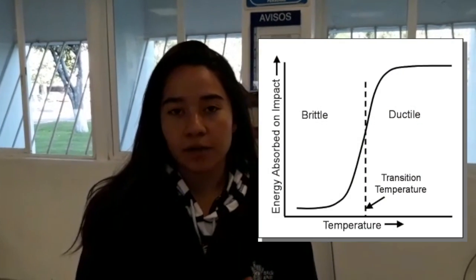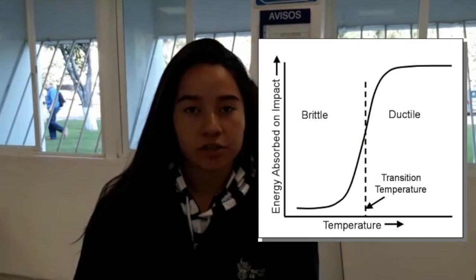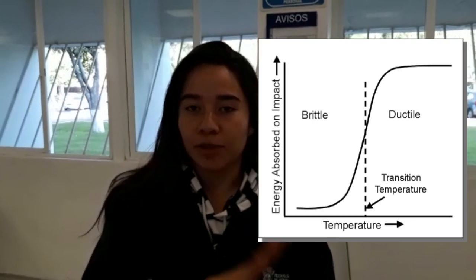The ductile-brittle transition temperature is a temperature where the material stops behaving like a brittle one and starts behaving like a ductile one, or a ductile material starts behaving like a brittle one.